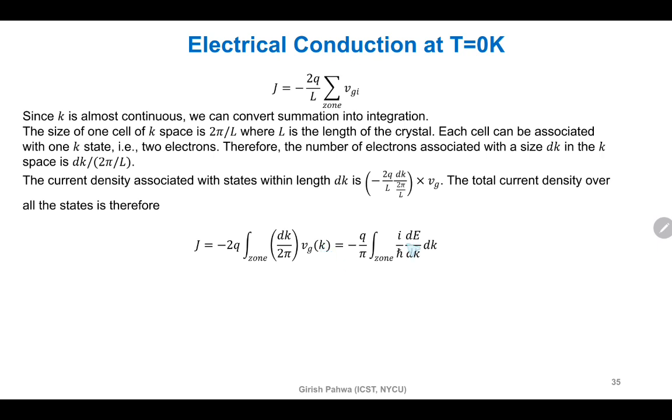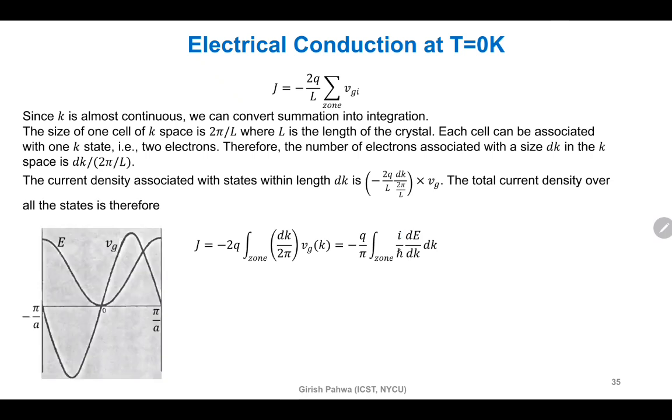What is my Vg? My Vg is dE by dk. Yes? This is not iota, this is 1. So 1 by h bar dE by dk. That's what my velocity is. What will be the integration? Can you tell me?